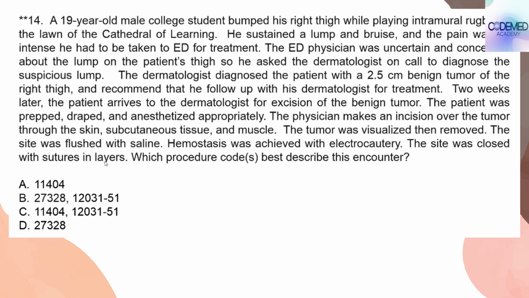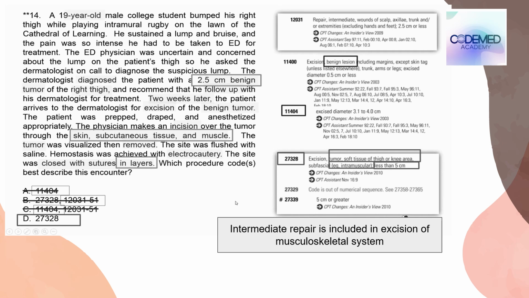Let us see what are the options that have been given to us. First is 11404, that is definitely the 10,000 series, and then we have some more codes. So we will see all the codes and then we'll finalize our answer. If you see 11404, it is a code from the integumentary system, and I have told you that whenever it reaches the muscle, that means it has gone deep, and that's why we will come to the musculoskeletal system.